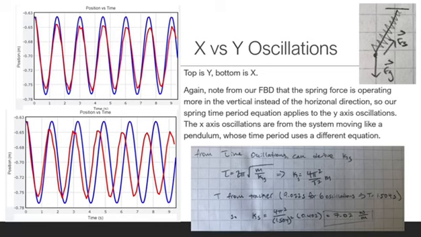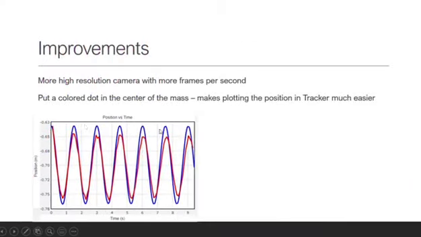So, in terms of errors, I noticed how my model overpredicted the motion at the crests and troughs. I think this was a combination of unaccounted dissipative forces like friction and air resistance, human error in data tracking, and the lack of more points at those times.